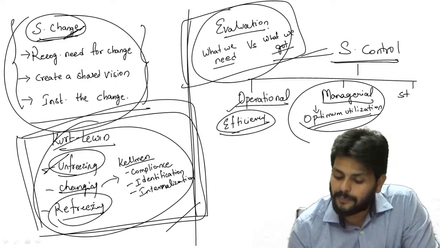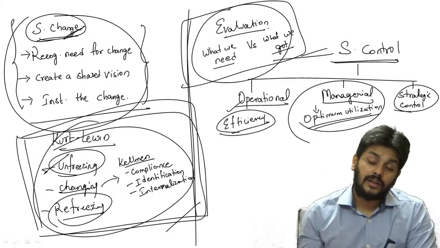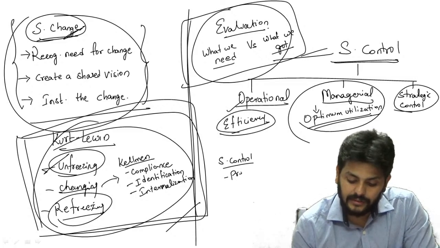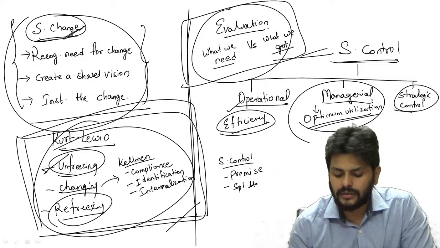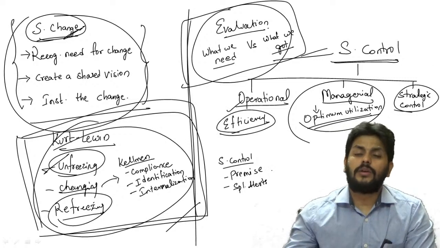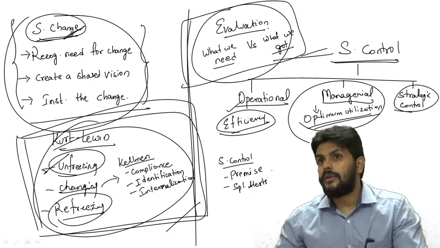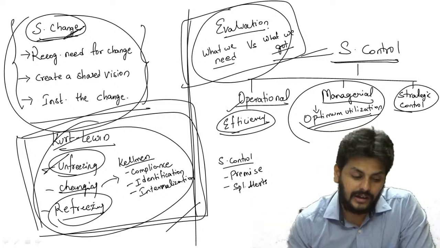Then comes the top level control, strategic control. This is not a simple task. Strategic control is further broken down into premise control, our premises, the area that we are surrounded by. Then we have what is called special alert controls: floods and other situations which we don't anticipate, but suddenly they may come. And when they come, what are you doing? Are you prepared for them? Are you ready to face something like that? That is a special alert control.